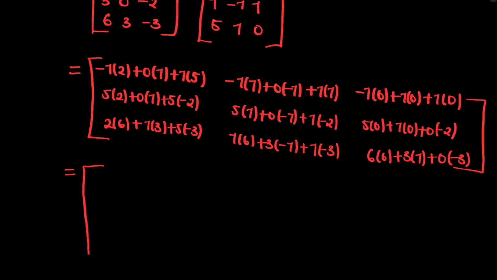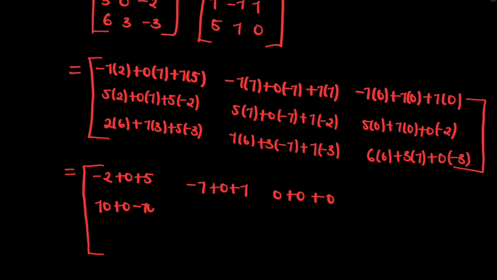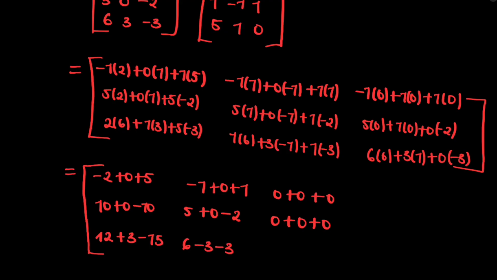So we open our brackets. So it's minus 2 plus 0 plus 5, minus 1 plus 0 plus 1, 0 plus 0 plus 0. Okay, 10 plus 0 minus 10, 5 plus 0 minus 2, 0 plus 0 plus 0, 12 plus 3 minus 15, 6 minus 3 minus 3, and 0 plus 3 plus 0.